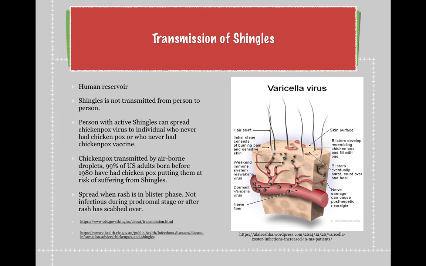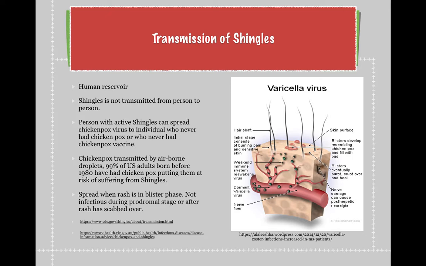The transmission of shingles is through a human reservoir. Shingles is not transmitted from person to person. A person with active shingles can spread the chickenpox virus to an individual who never had the chickenpox virus or who never had the chickenpox vaccine. So in other words, a person who is suffering from shingles can spread the chickenpox virus but cannot spread active shingles to another individual. The chickenpox virus is transmitted by airborne droplets, and 99% of U.S.